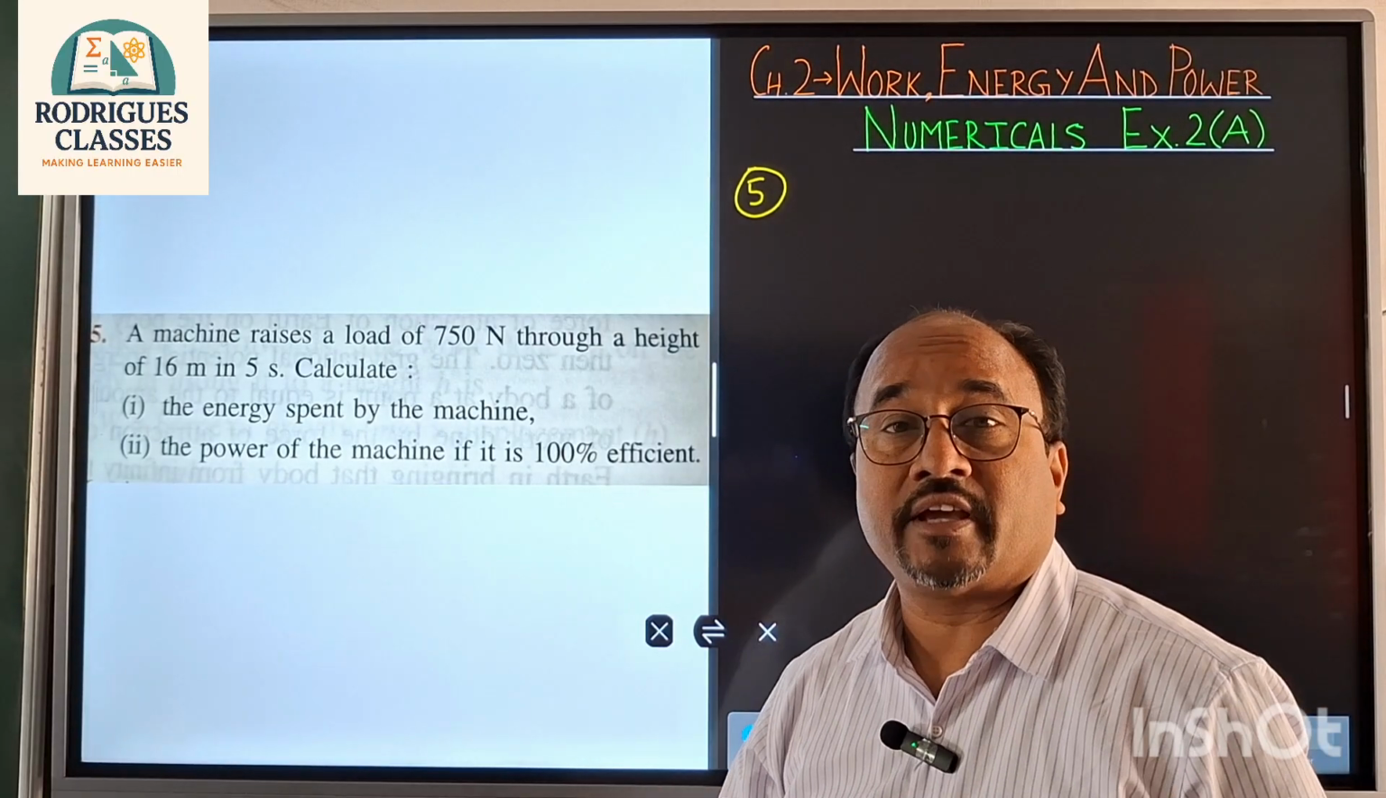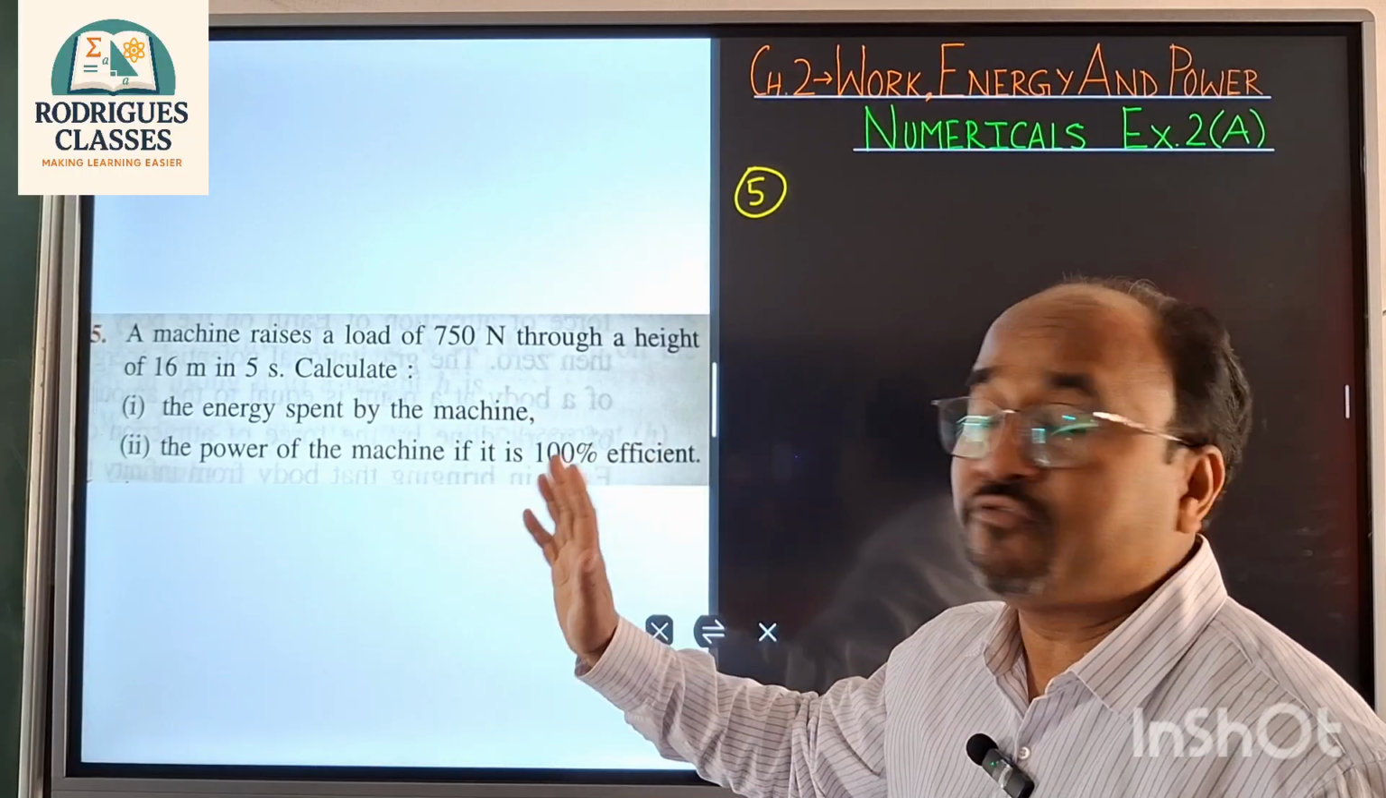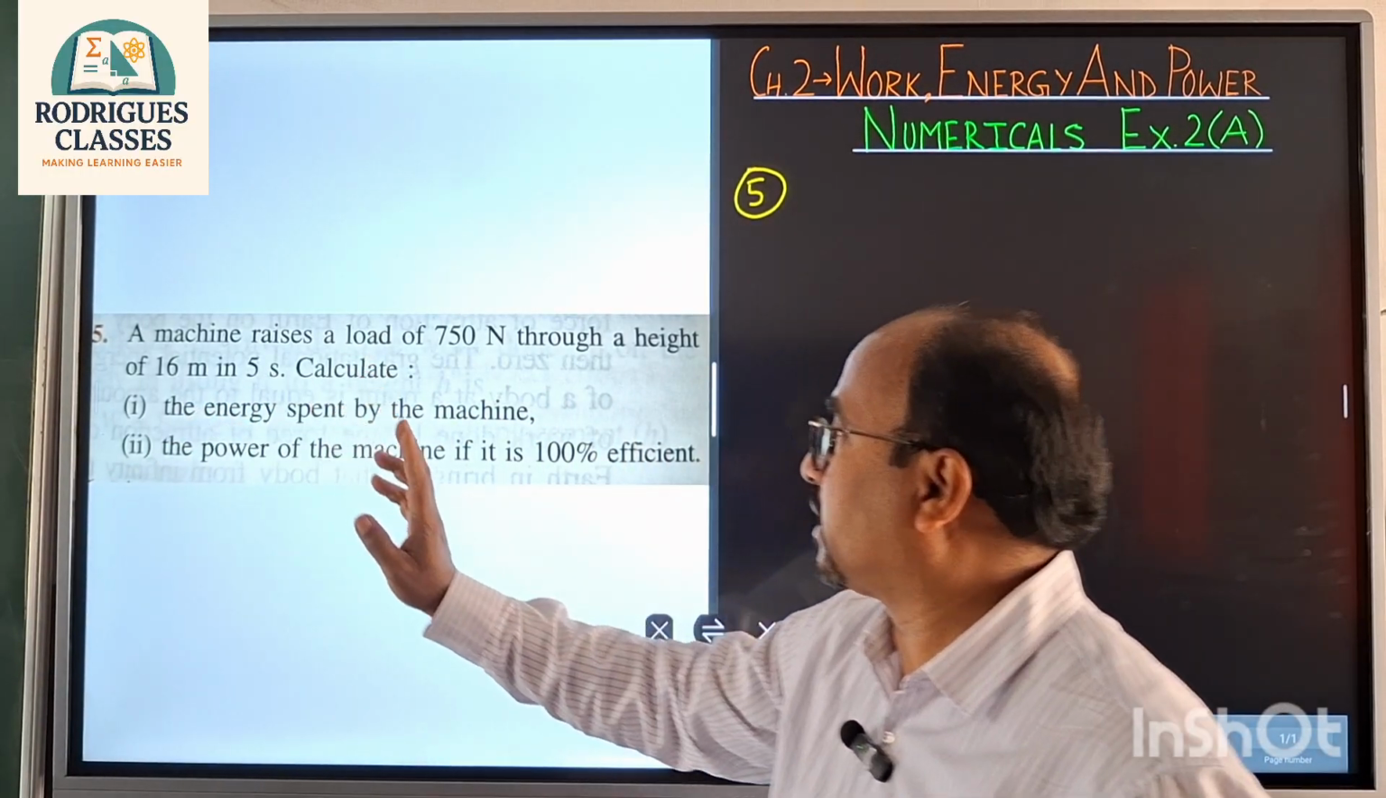Now let us take a look at numerical number 5, which says a machine raises a load of 750 Newton through a height of 16 meter in 5 seconds.